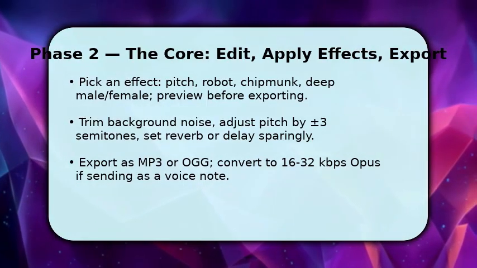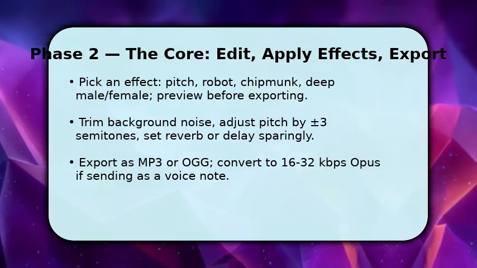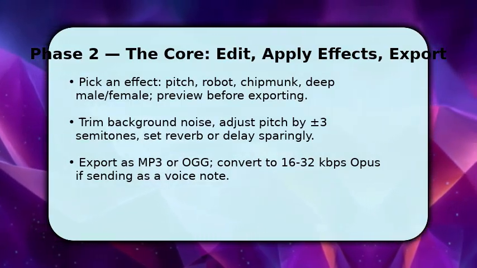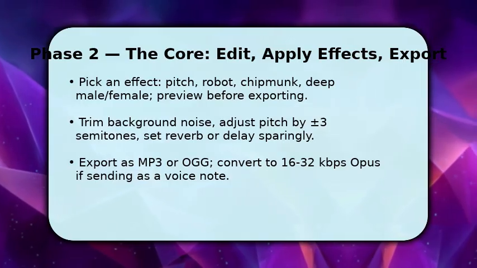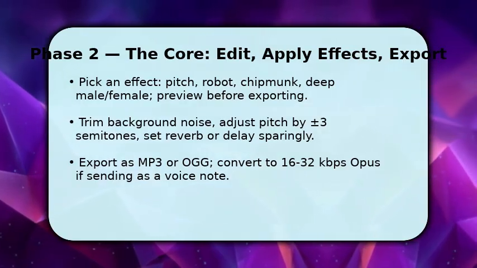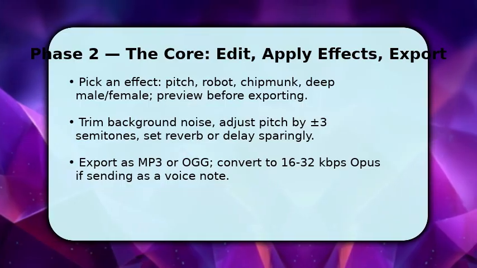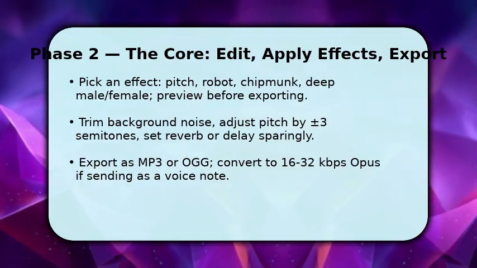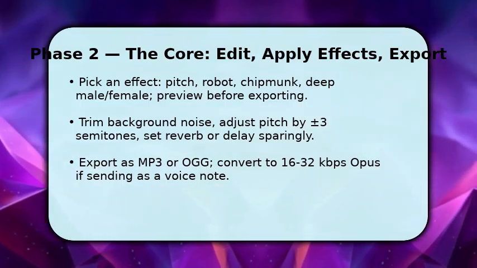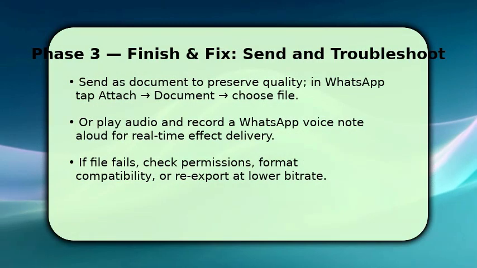Extreme shifts get unreadable. After polishing, export to MP3 or OGG. If you want it as a native voice note, convert to 16 to 32 kbps Opus. Otherwise, export MP3. To finish, send the modified audio as a document so WhatsApp won't recompress it. Tap Attach, Document, then select your file.